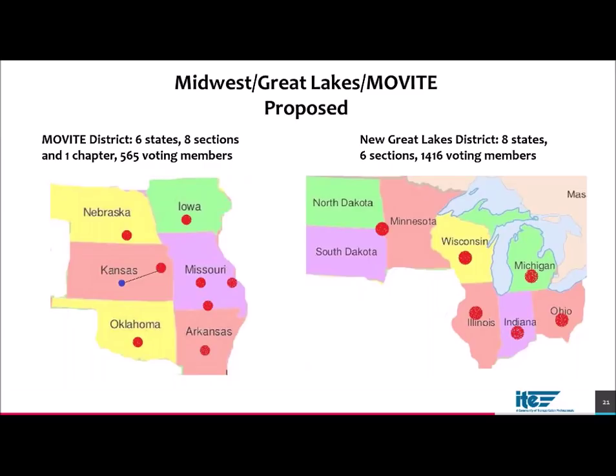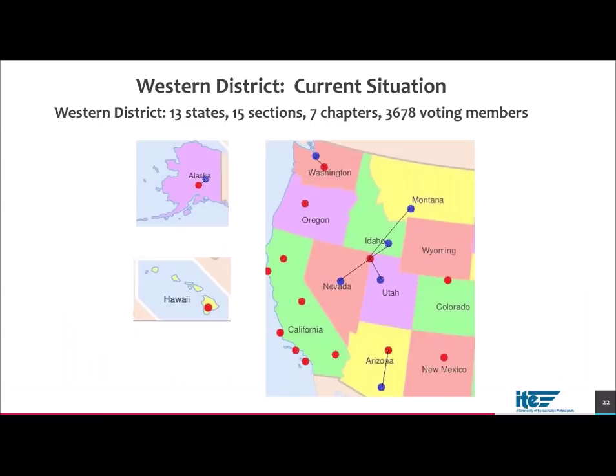The Western District is the largest district in ITE. It has about 3,700 voting members, and when you include students and others, over 4,000 members, across 13 states. The Intermountain section is made up of the 4 states of Montana, Idaho, Utah, and Nevada. Those 4 states are currently chapters who have a joint annual meeting as the Intermountain section. But each of those chapters effectively operates like a section with its own board and many of its own activities.